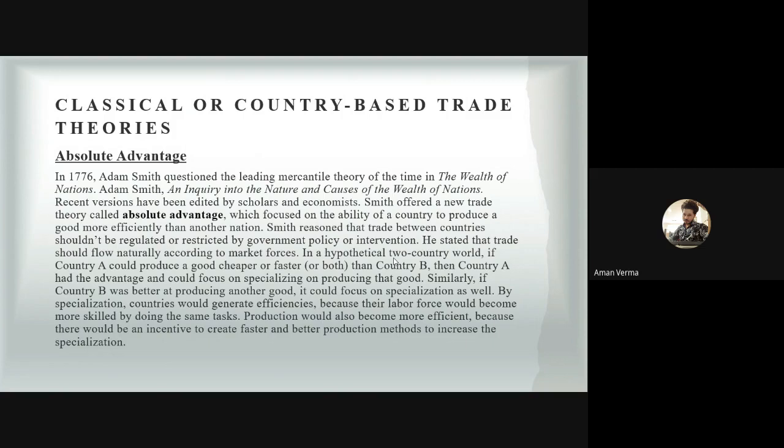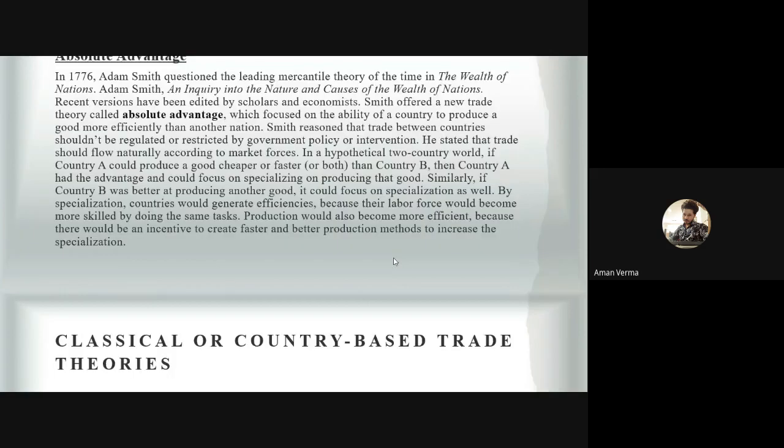By specialization, countries would generate efficiencies because their labor force would become more skilled by doing the same task. Production would also become more efficient because there would be an incentive to create faster and better production, to increase the specialization. Now the third theory is comparative advantage.